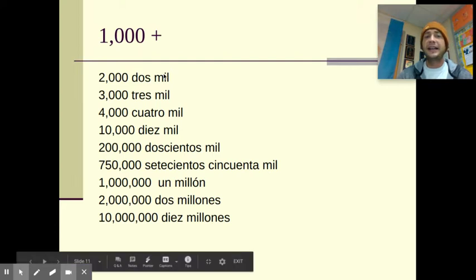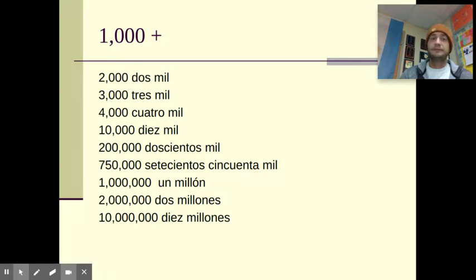But if you're trying to say 1,000, we already learned that 1,000 is mil. If you want to say 2,000, dos mil. 3,000 is tres mil. 4,000, cuatro mil, 10,000, diez mil. It's not that crazy as we're looking into the thousands. Okay, but you need your base numbers. You need your singles digits, your tens digits, and then your hundreds to then be able to express your thousands and then obviously millions as well.